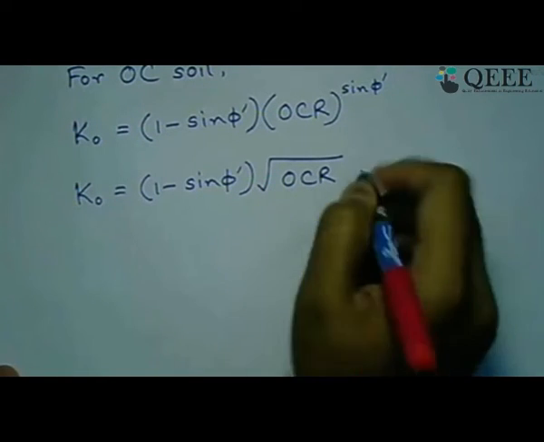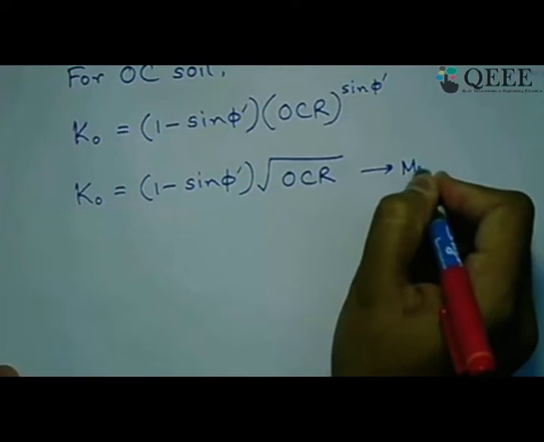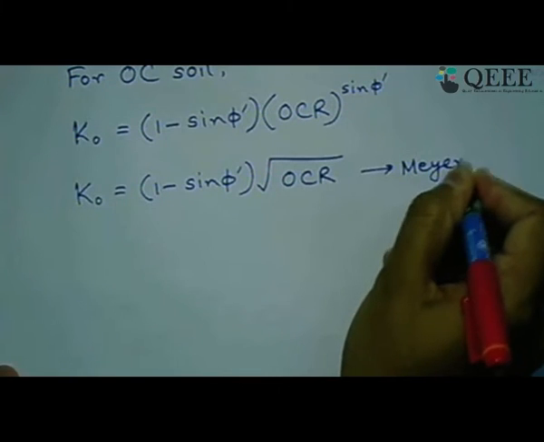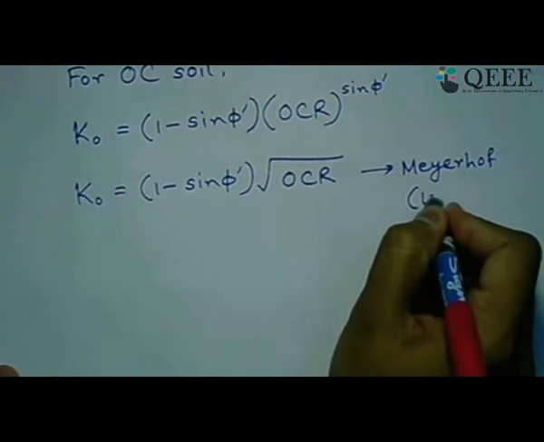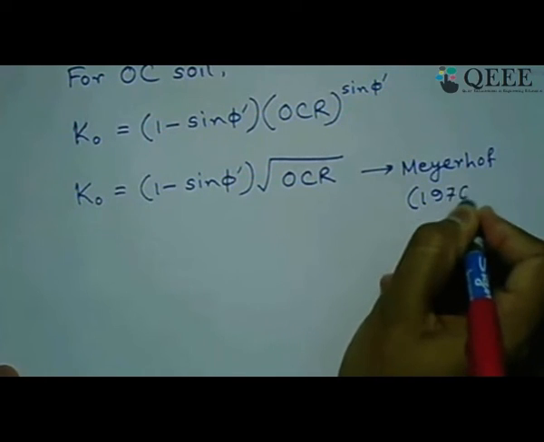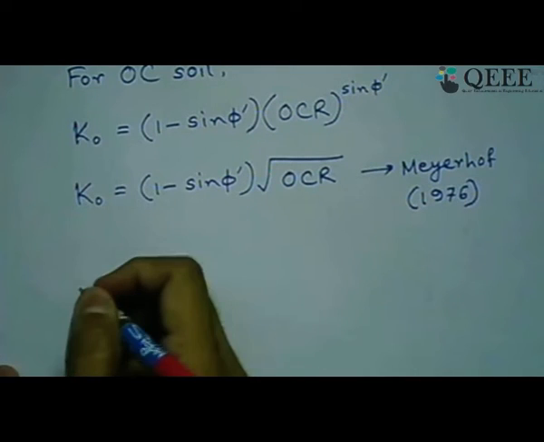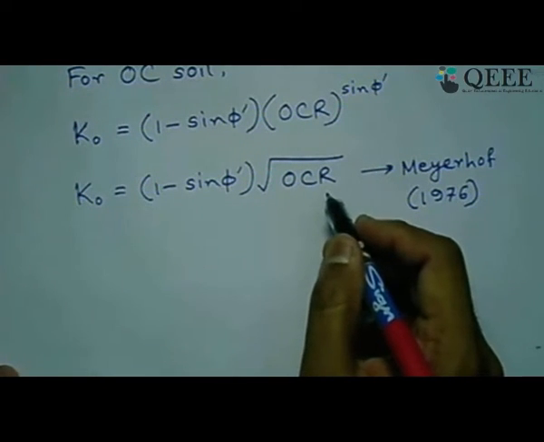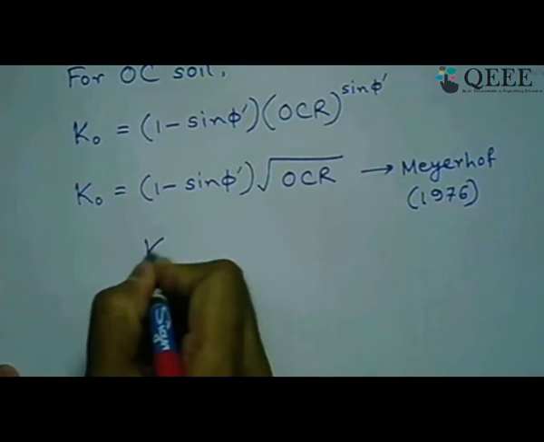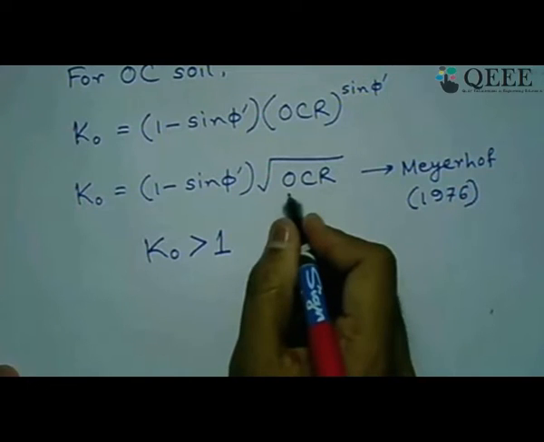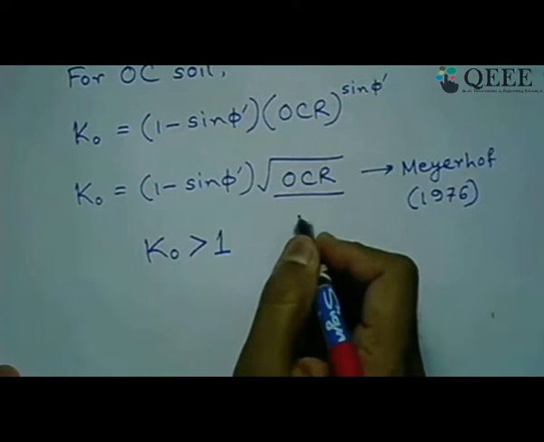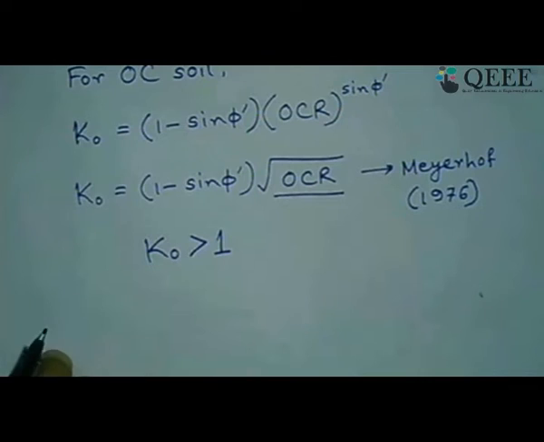So this equation is given by Meyerhof. This is mostly used in the field or in practice, which Meyerhof proposed in around 1976. This is the equation for over consolidated soil. So in all such cases, K naught can be greater than 1, even much greater than 1, depending on your value of over consolidation ratio.